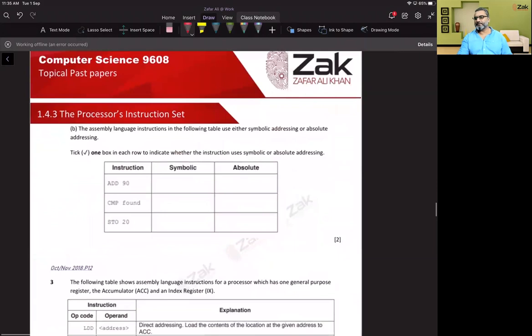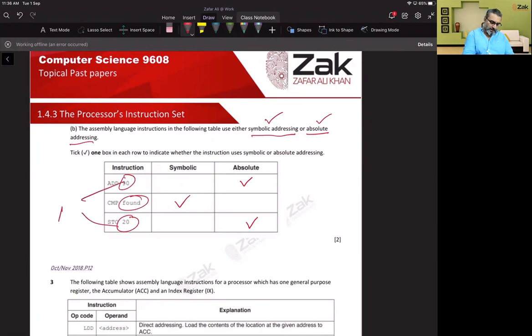Now part B. Part B says the assembly language instructions in the following table use either symbolic addressing or absolute addressing. Symbolic addressing is where we use the names or the symbols, absolute addressing is where we use the number. So this is absolute, this is absolute, this is symbolic. These are addresses, and this is a symbol, or you may call it a label.